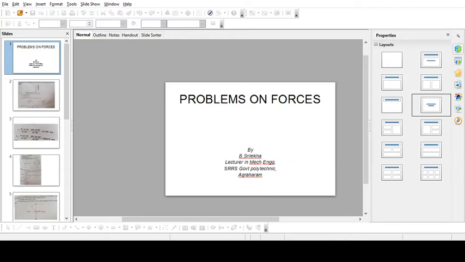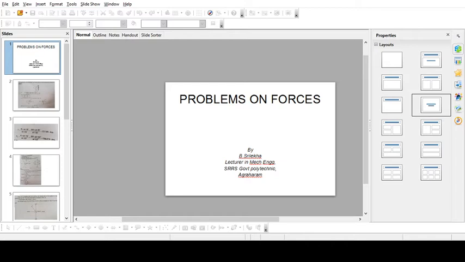Next is composition of forces. If a number of forces are applied on a body, acting in the same plane or other planes, if they are congruent, then there will be a single force which can replace the effect of all these forces, which is nothing but the resultant. Combination of all these forces into a single force is nothing but composition of forces.